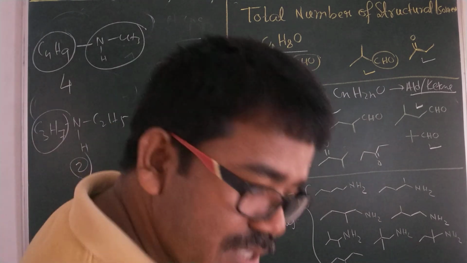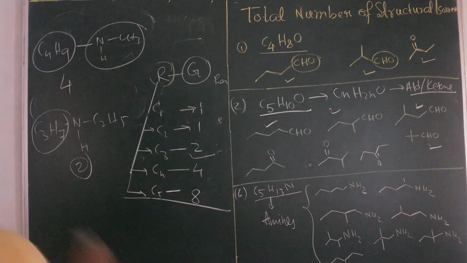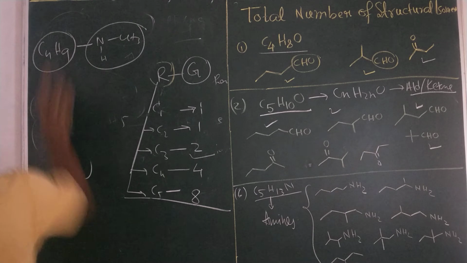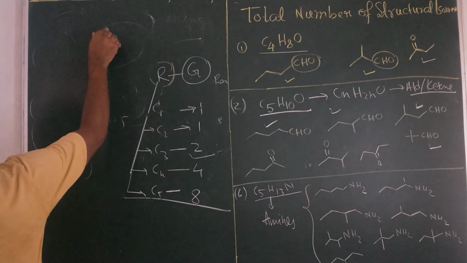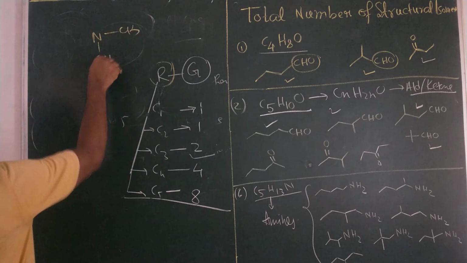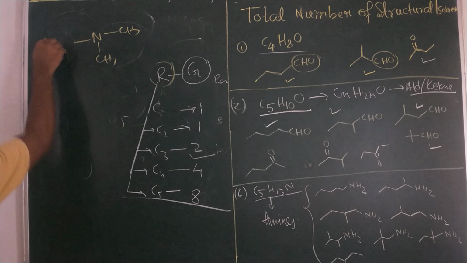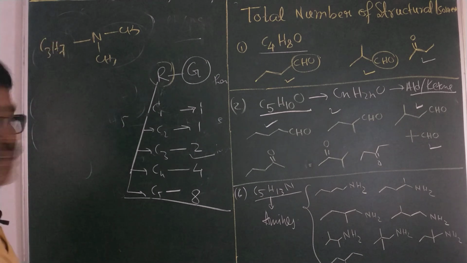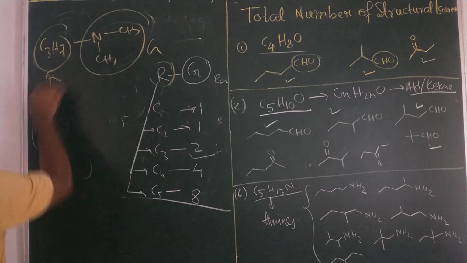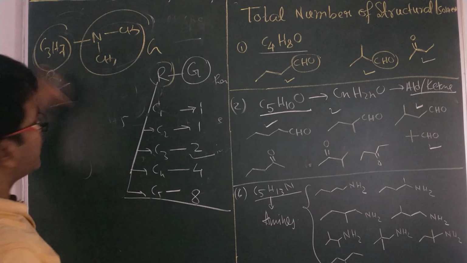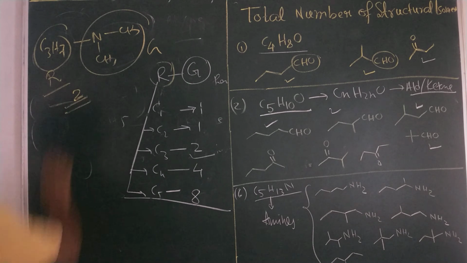Now, how many isomers can it have with tertiary groups? Let us check. Suppose this is CH3, then totally 5 carbons are there. How many carbons will be there on the left-hand side? 3. C3H7. In the case of C3H7, this is the G, this is the R. In the R, how many carbons are there? 3 carbons. For 3 carbons, how many isomers? 2 isomers.